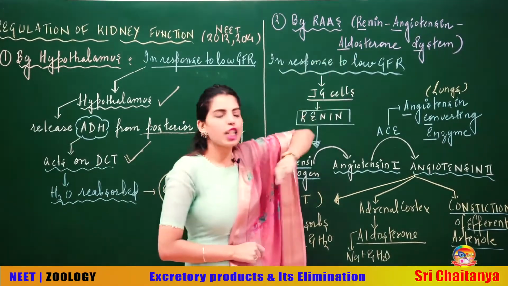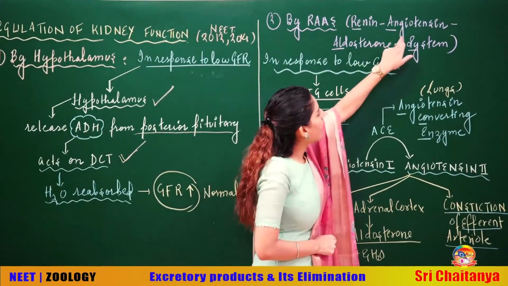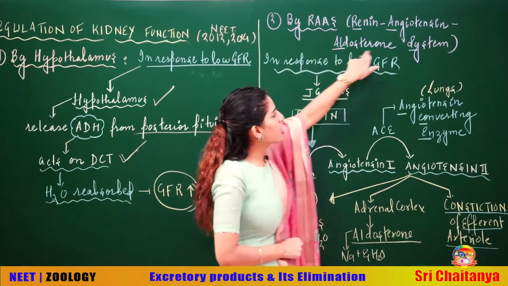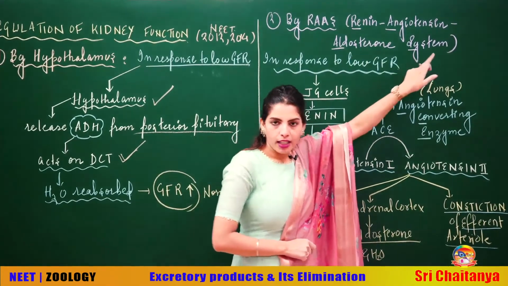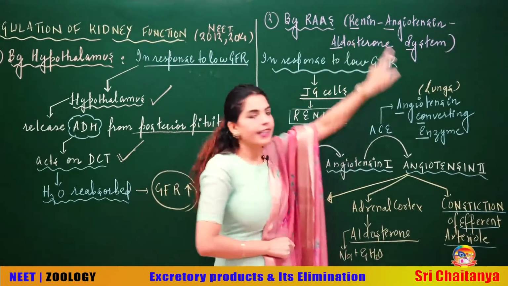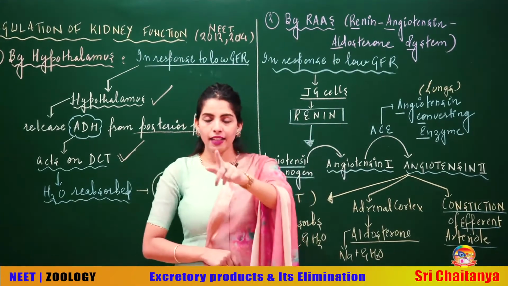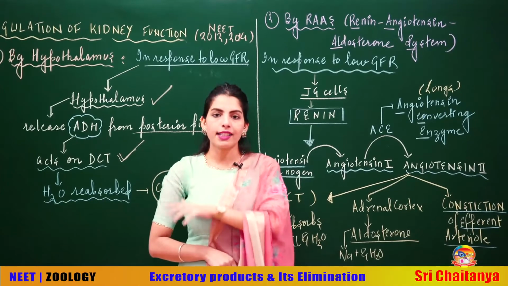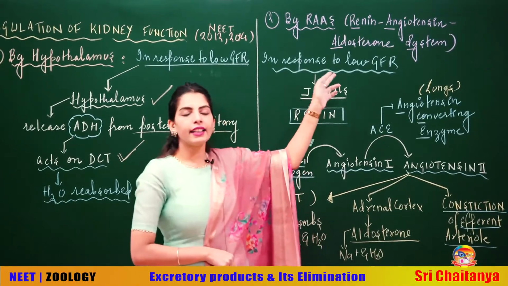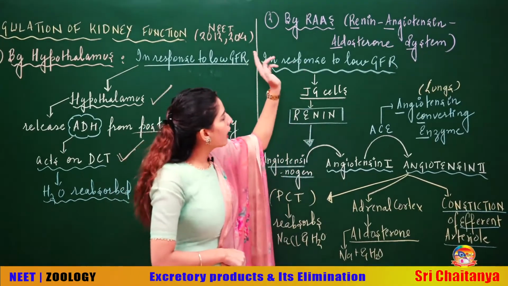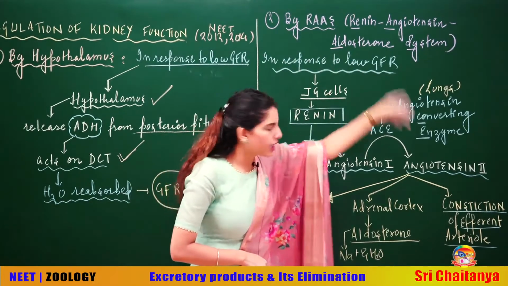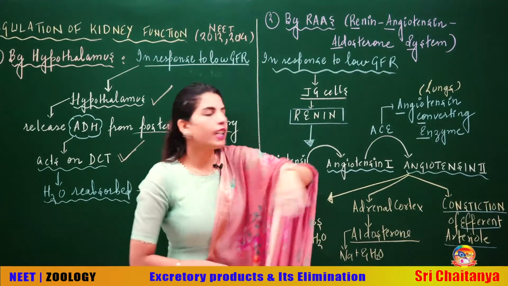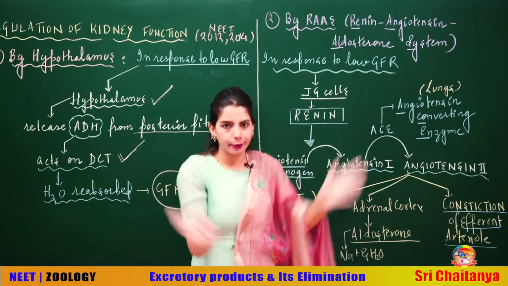RAAS, which stands for renin angiotensin aldosterone system. Now remember, the spelling of this renin is not double N. Double N is for the proteinaceous, protein digesting enzyme of the stomach, right? This is single N, this is a hormone. So why is it called the renin angiotensin aldosterone system? Because you will see the involvement of all of these together.